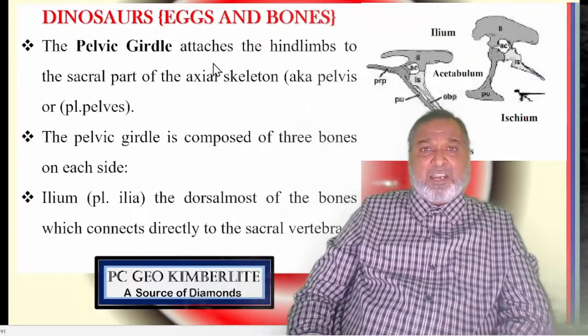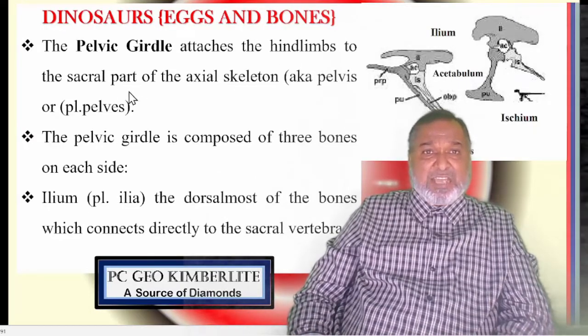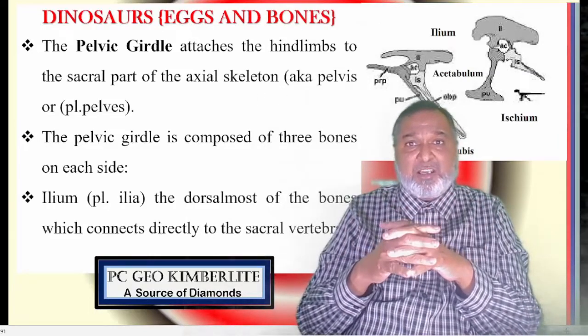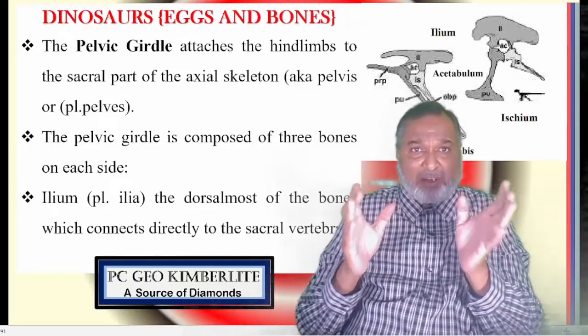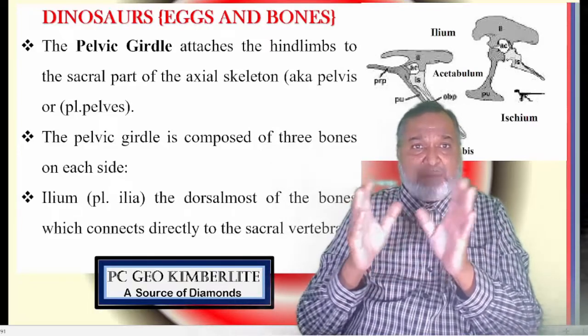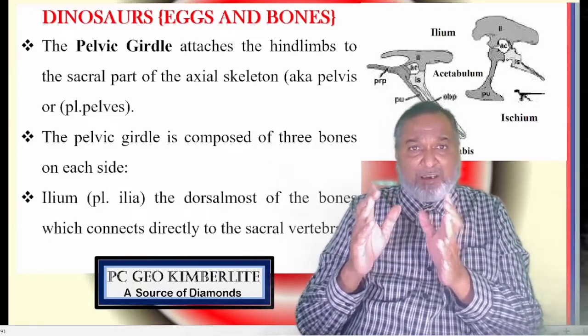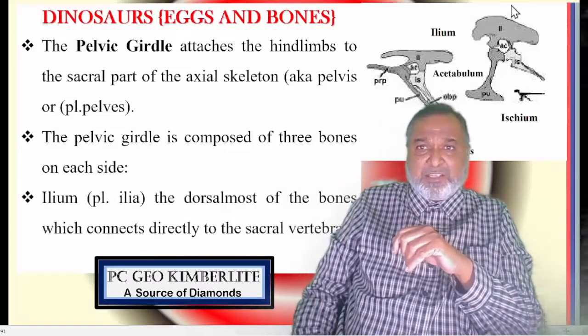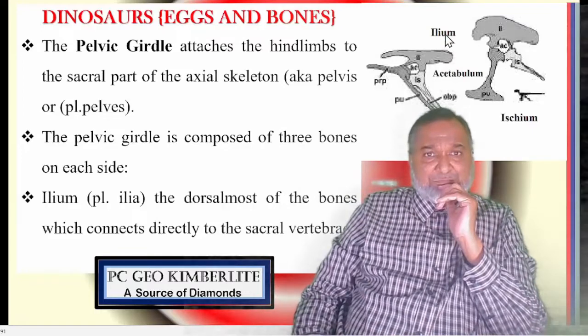The pelvic girdle attaches the hind limbs to the sacral part of the axial skeleton, that is the pelvis. The pelvic girdle is composed of 3 bones on each side. Ilium, you can see here, the ilium is written over here.